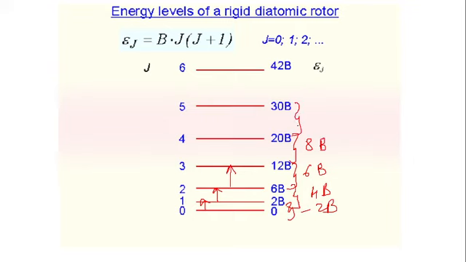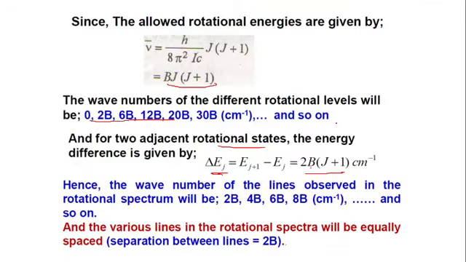From this to this we get the value of 10b. This is the energy difference of the energy difference. Whenever we differentiate these, we get the spacing between these two. This is 2b. The difference of this 4b and 6b is what? 2b. The difference between this 8b and 6b is what? 2b. That means here, for two adjacent rotational states, the energy difference is given by what?